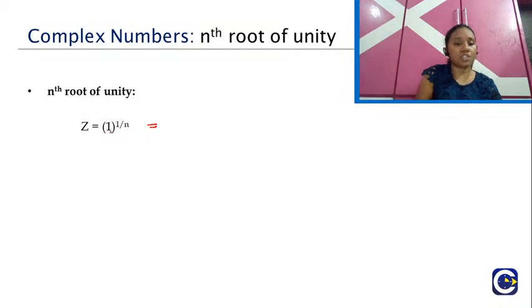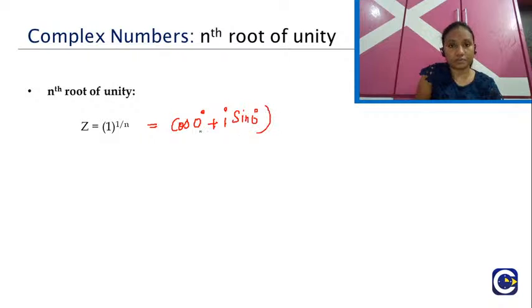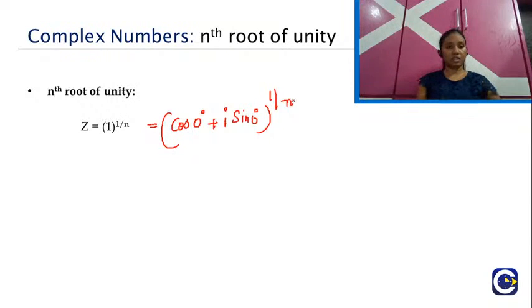Here as it shows 1, what will be my argument, that is what will be my value here? That is 0 degrees. That means this can be written as cos 0 degrees plus i sin 0 degrees whole power 1 by n. Right, so here cos 0 degrees plus i sin 0 degrees to the power 1 by n, because cos 0 is 1 and sin 0 is 0, which is nothing but again equal to 1.